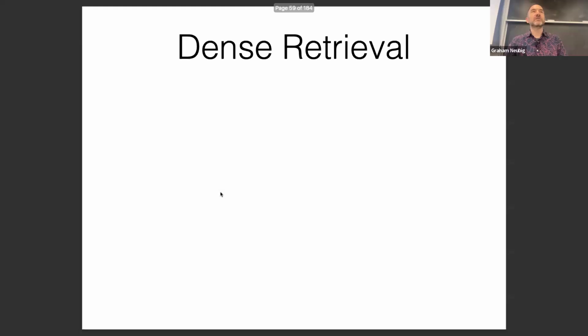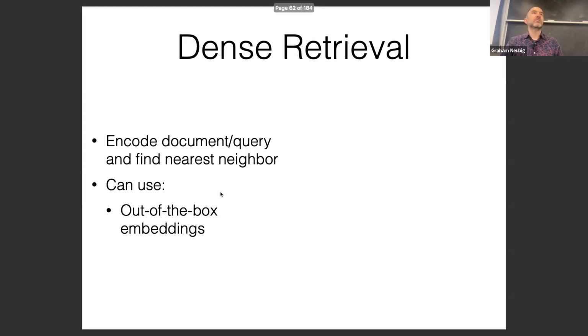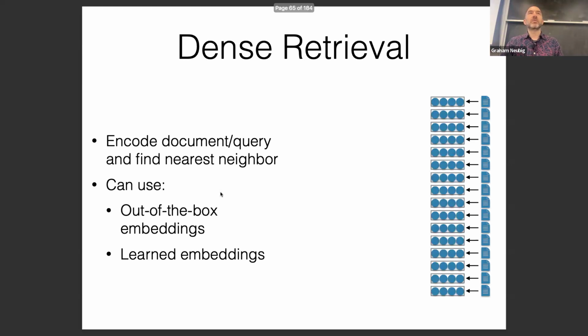Dense retrieval contrasts to sparse retrieval, just like an embedding-based classifier contrasts to a bag of words classifier. The way it works is we essentially encode documents or queries and find the nearest neighbors. This can use out-of-the-box embeddings or learned embeddings. So we have a whole bunch of documents, we encode all of them into vectors of some variety, and we have a query. We take this query and find the nearest neighbor in this big index.